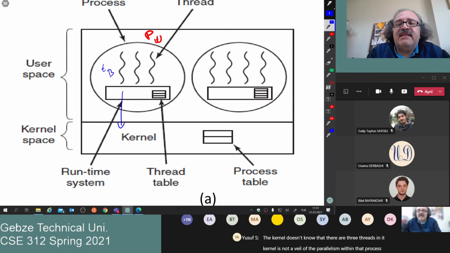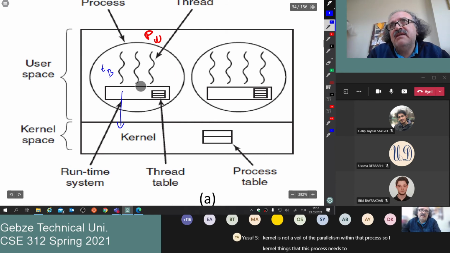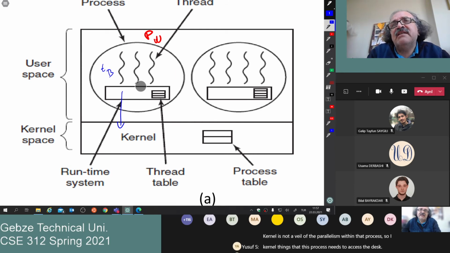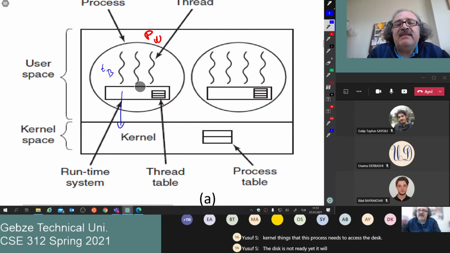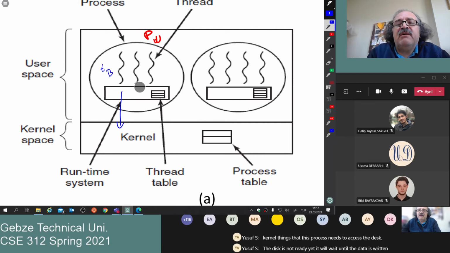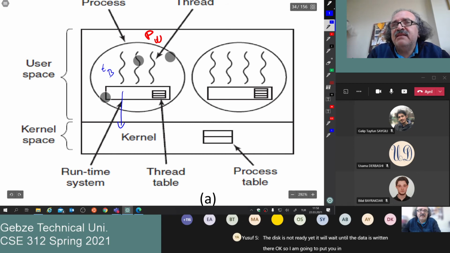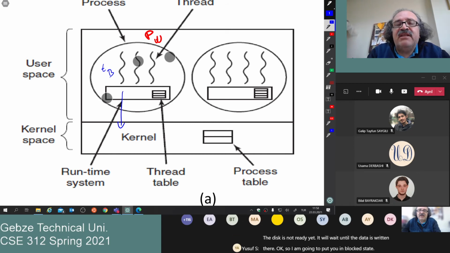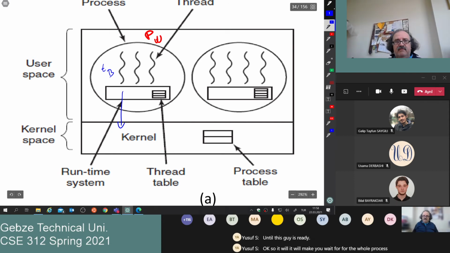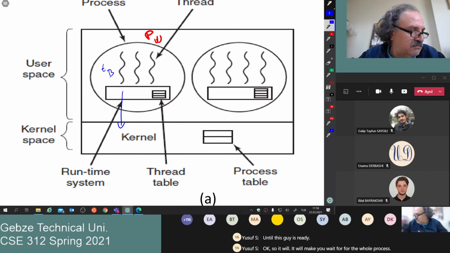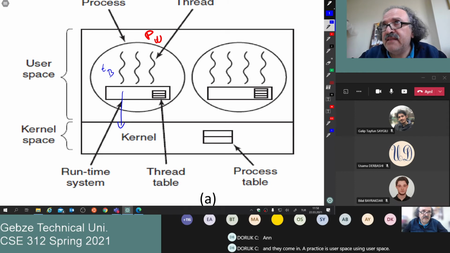So the kernel thinks that this process needs to access the disk. The disk is not ready yet, so it will wait until the data is written. Okay, so I am going to put you in blocked state until the disk is ready. It will make the whole process wait. And the common practice is using user space. I didn't say that. I said that it depends on the thread implementation of your operating system.